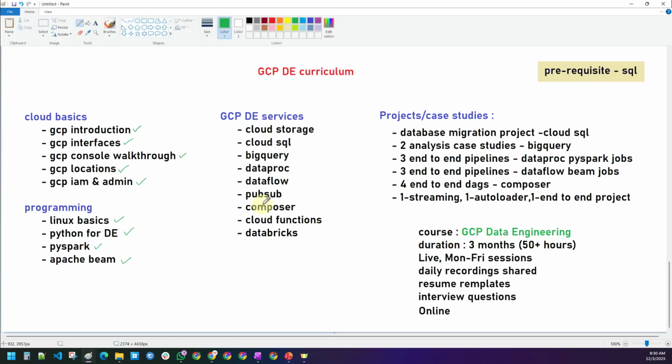Once these two modules are completed, we will go to the GCP Data Engineering Services. In the GCP Data Engineering Services, we will be covering Cloud Storage, the very first service, Cloud SQL, BigQuery, Dataproc, Dataflow, Pub/Sub, Airflow or Composer, both are the same, Cloud Functions, and Databricks. These are the data engineering services where everyone must learn each and every topic.